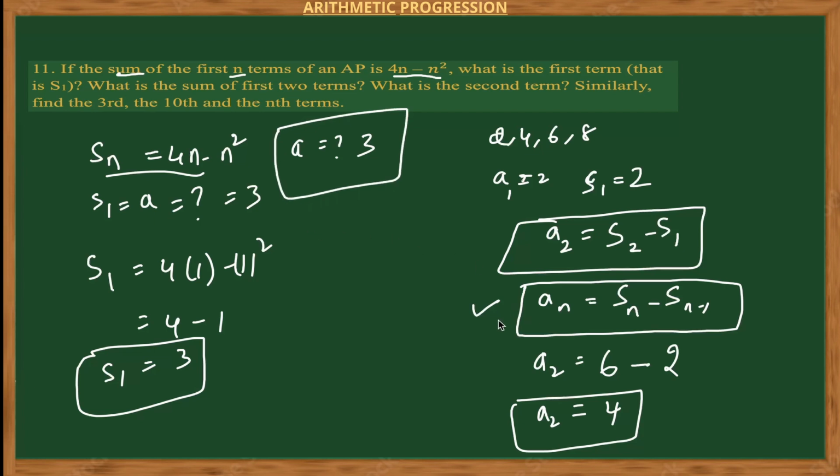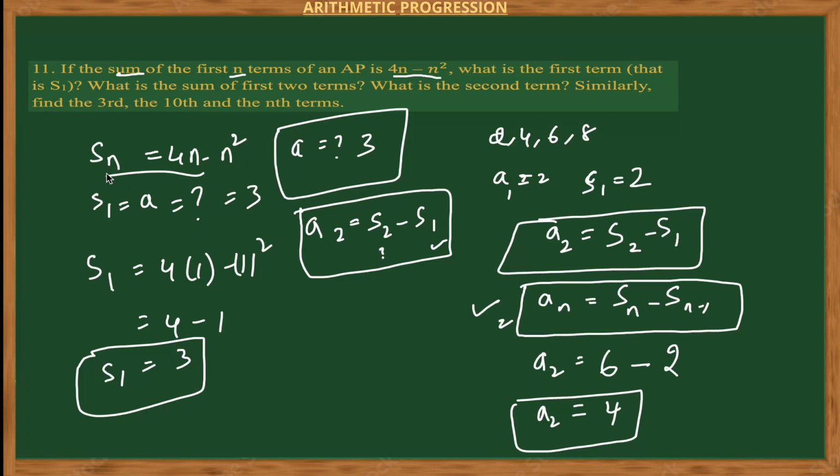Okay, so using this formula, can we find the second term a2, which is equivalent to S2 minus S1? So what is here? Do we have the S1 value? Yes. Do we have the S2 value? No. So we need to find it.